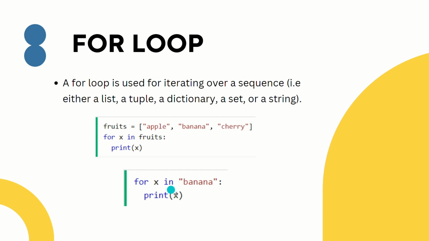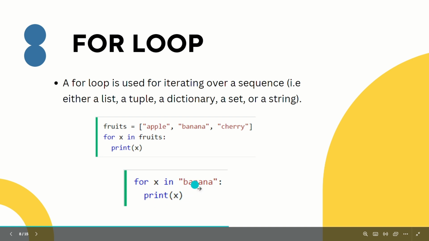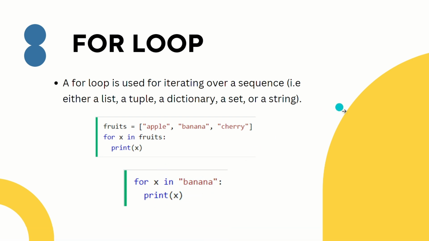Now if you want to print each and every character inside a string, you can simply write for x in, and you can write the string over here. In this case we are using banana, and it will individually print all the characters inside the string.